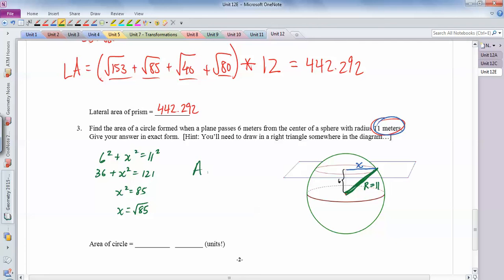So the area of that circle is pi root 85 squared, pi r squared, which is just 85 pi. So that's the area of my circle, 85 pi meters squared. All right, I hope that helps a little bit.